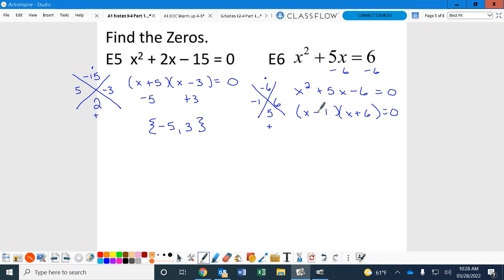Okay, what's the opposite of -1? 1. And the opposite of +6 is going to be what? -6. Your answers go in braces. The least goes first. -6 would go first, then the +1.